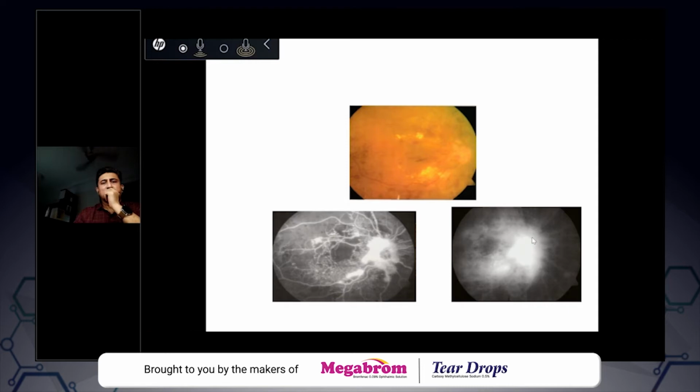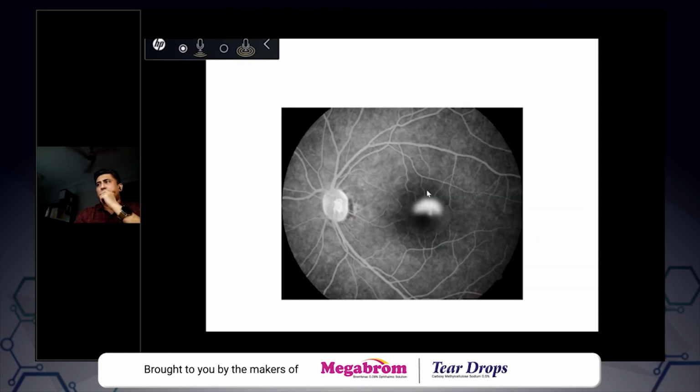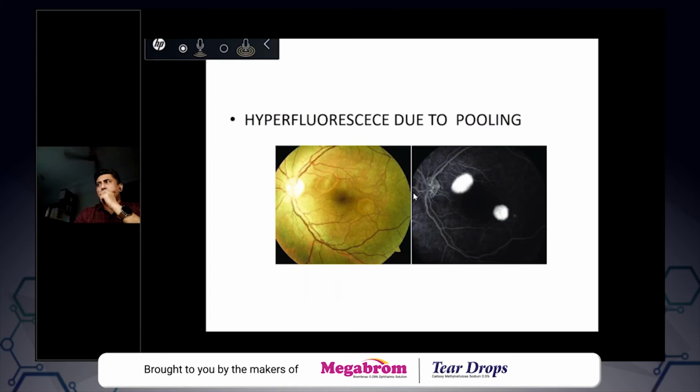That is leakage. Here again, this is an angiogram of central serous retinopathy. Initially, this leak starts like this. As the angiogram proceeds, it will become large. So it is increasing in size. So that is leakage. But what is pooling?